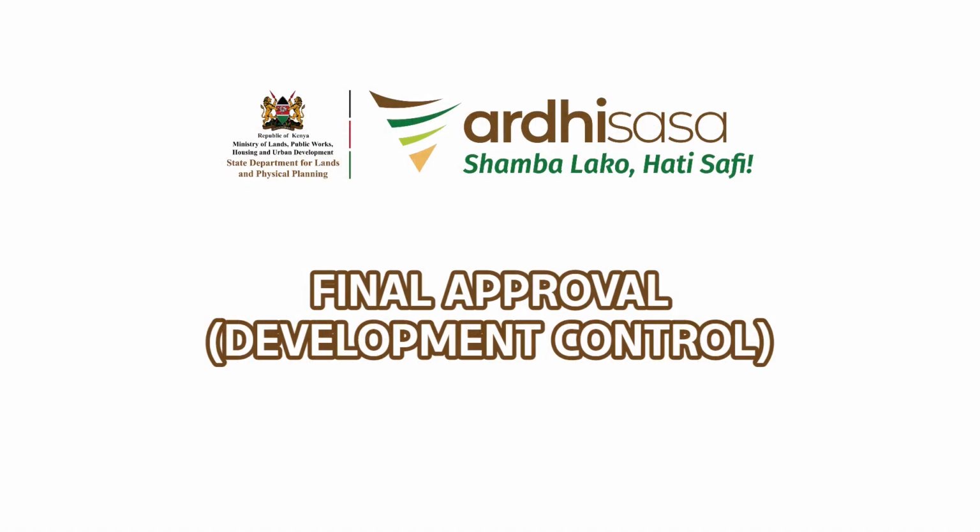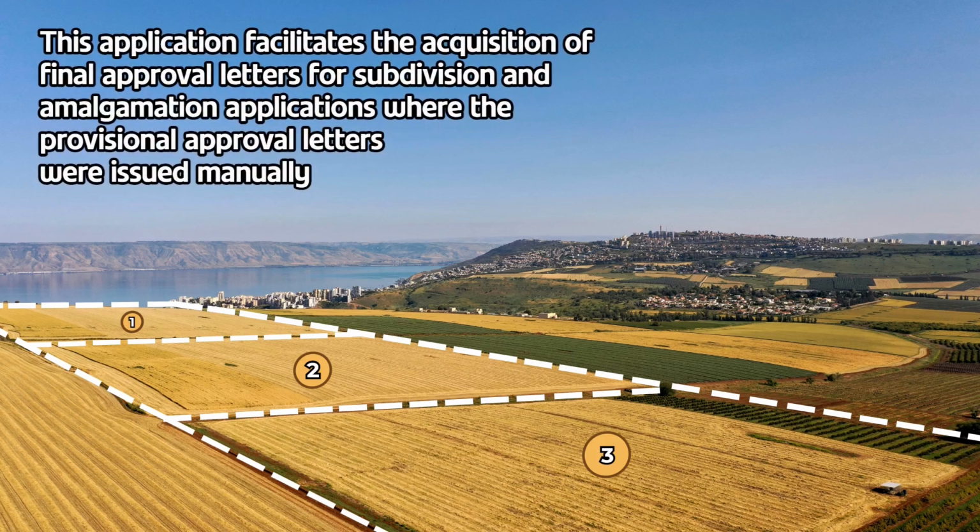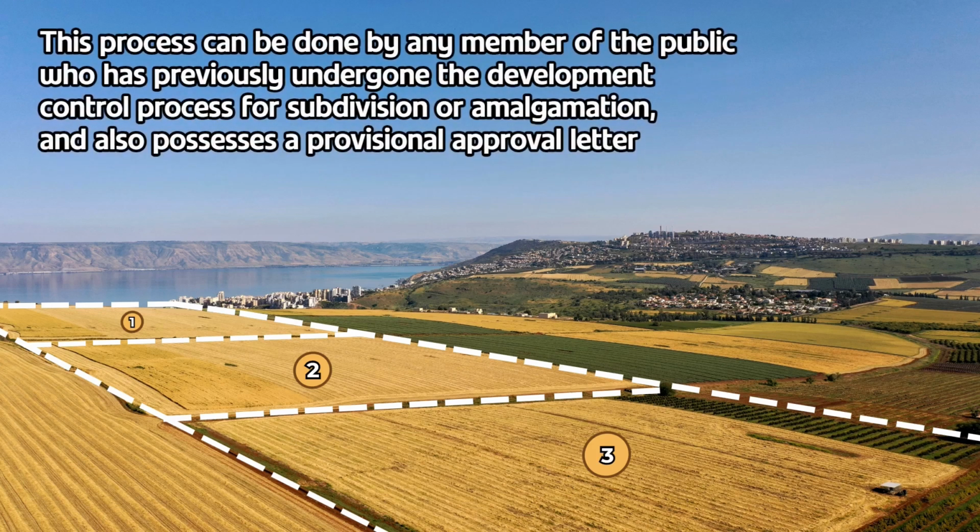Ladies and gentlemen, welcome to our tutorial on Development Control Final Approval on ArdhiSasa. This application facilitates the acquisition of final approval letters for subdivision and amalgamation applications where the provisional approval letters were issued manually. This process can be done by any member of the public who has previously undergone the development control process for subdivision or amalgamation and also possesses a provisional approval letter.